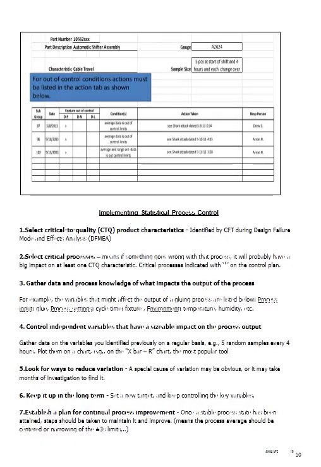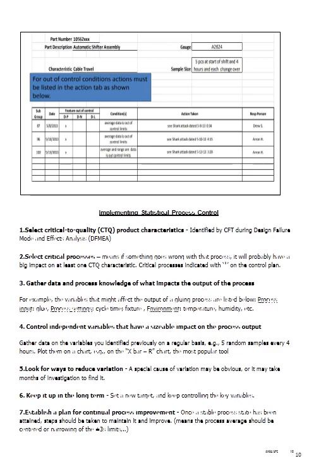Implementing SPC. Select critical-to-quality product characteristics identified by the cross-functional team during design failure mode and effects analysis. Select the critical process, meaning if something goes wrong with that process, it will probably have a big impact on at least one CTQ. Critical processes are indicated with a stop on the control plan. Gather data and process knowledge of what impacts the output of the process. For example, the variables that might affect the output of a gluing process are listed below: process input glue, process settings, cycle time, fixture, environment temperature, humidity, etc.